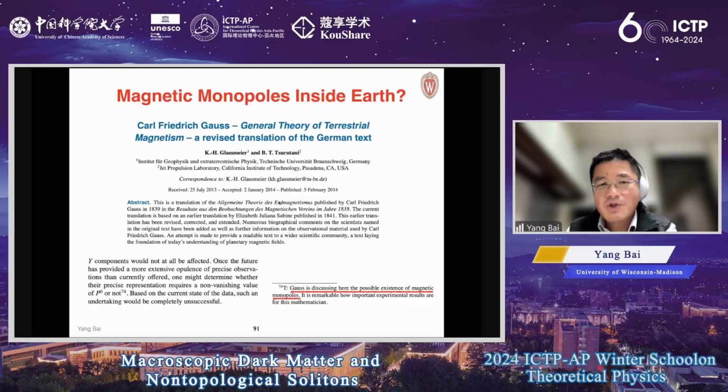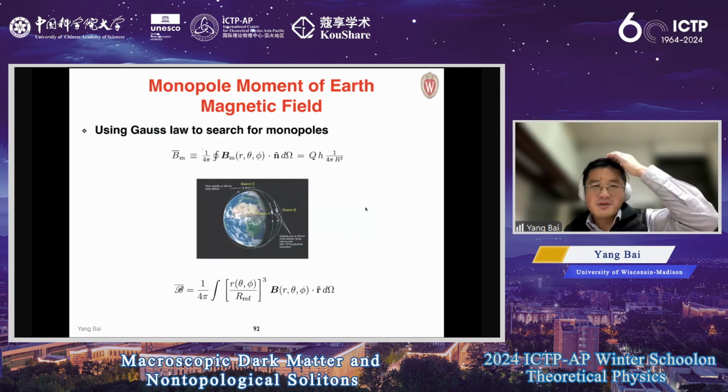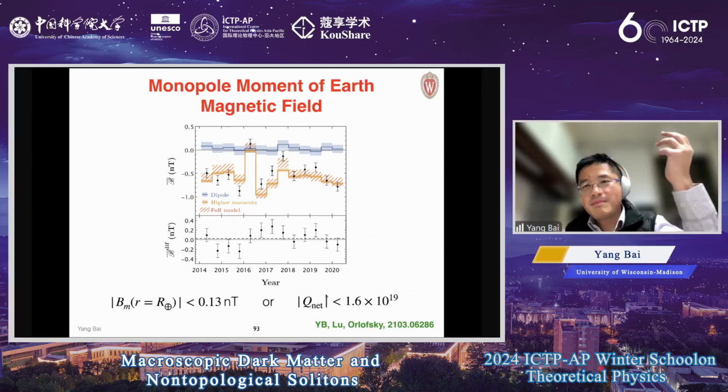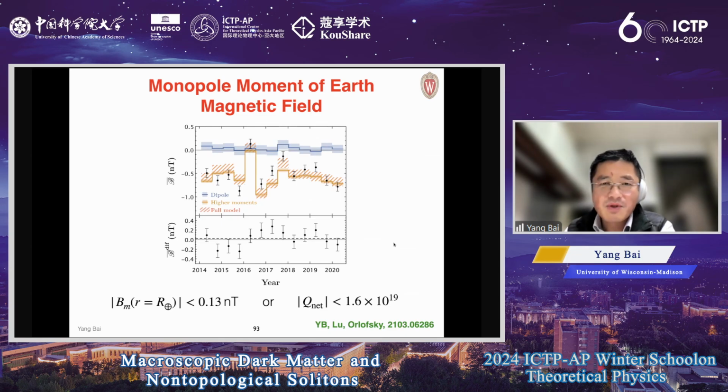This is a translation of the paper by Gauss in 1838. Basically, he was analyzing the Earth's magnetic field data at that time, and he also pointed out that maybe one should also check for the magnetic monopole. So with my collaborators, we analyzed that, and we didn't find any magnetic monopole, but we found that the satellite measurement data of the magnetic field is consistent with a dipole or higher moments. But we can say a little bit about how much magnetic charge there can be inside the Earth. It's not super important, but it's kind of fun to share the idea if we want to search in all kinds of ways.